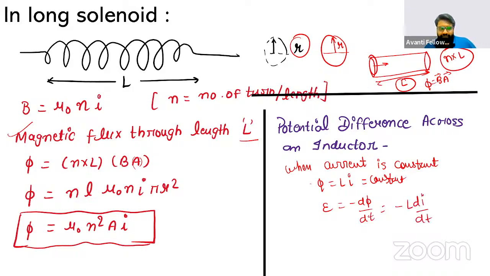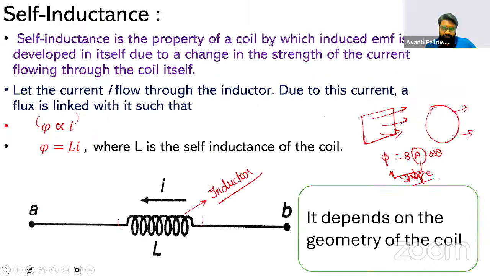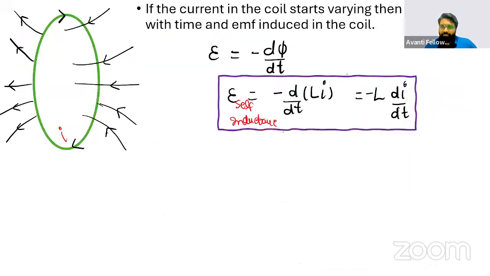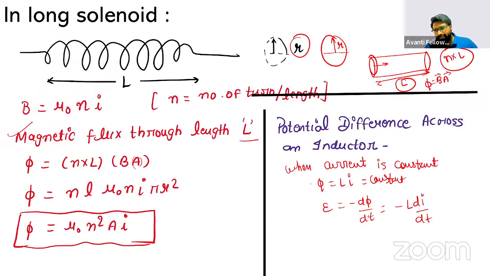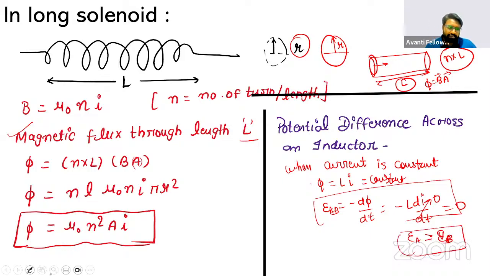We have seen it in the previous session, previous case. Minus L into di by dt. Now this di by dt will be zero because I is constant. This phi is totally constant. So here the potential difference between the points A and B will be zero, which means the potential of point A is exactly equal to the potential of point B. Clear?